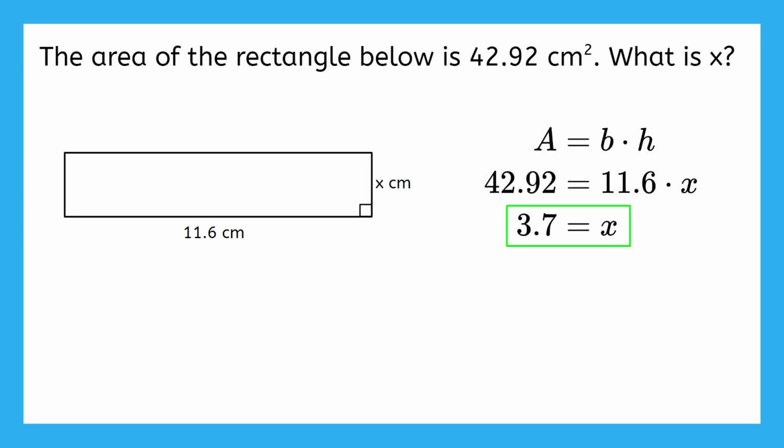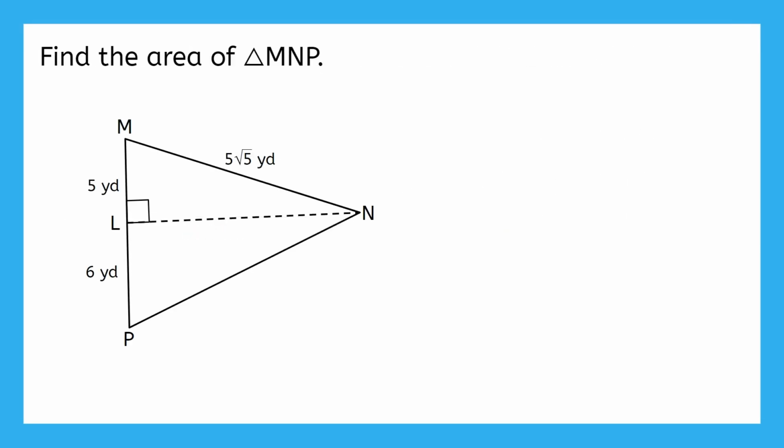Let's do one more together. Our second example problem tells us to find the area of triangle MNP. We've been given a few lengths within our triangle as well. Since we're dealing with the area of a triangle, we should start by considering our formula. 1/2 base times height. Well, we have options in a triangle. Which side of this triangle do you think we should be using as our base?